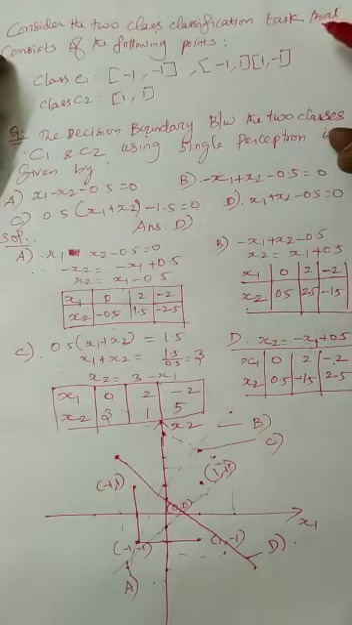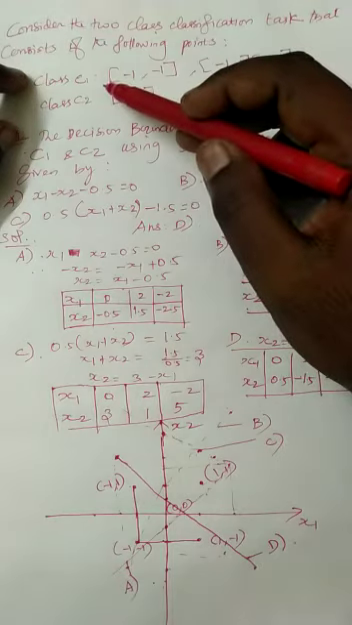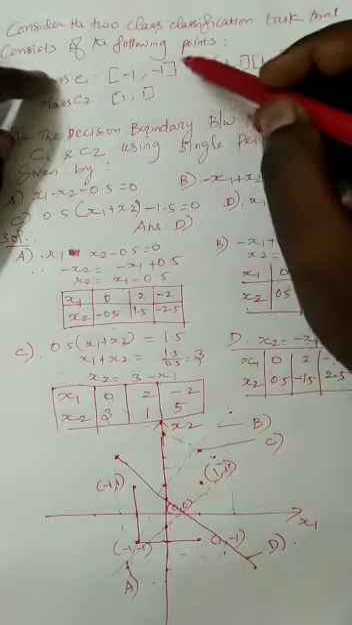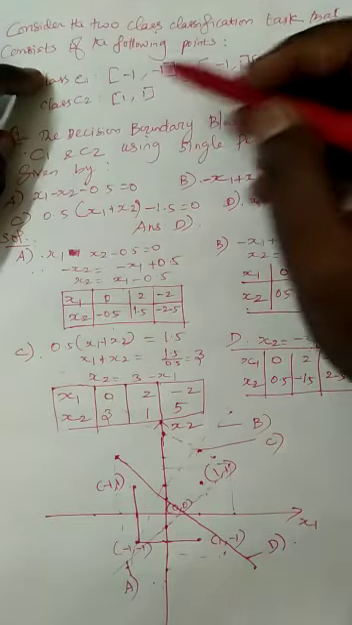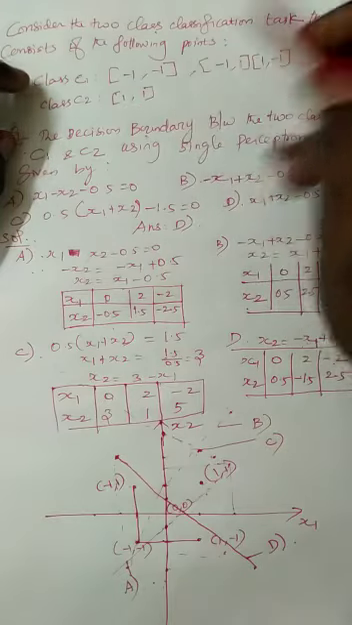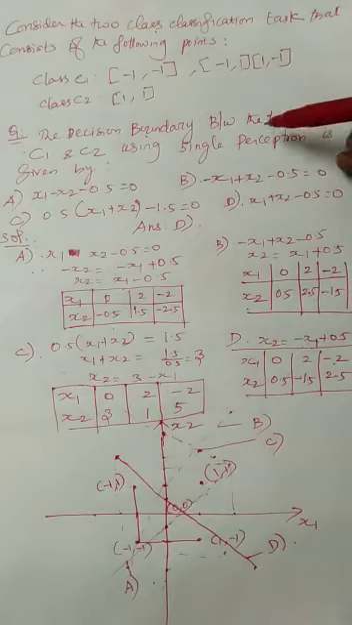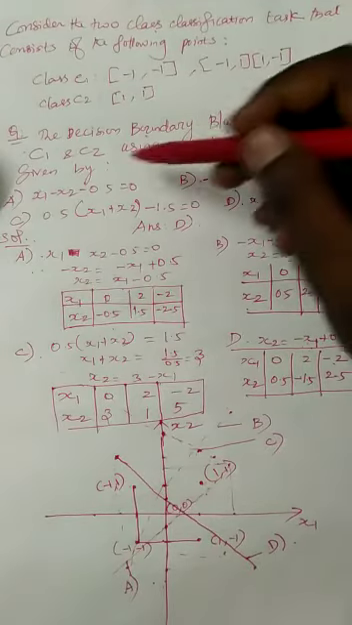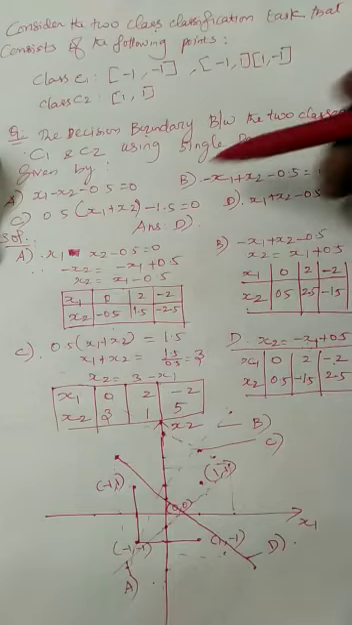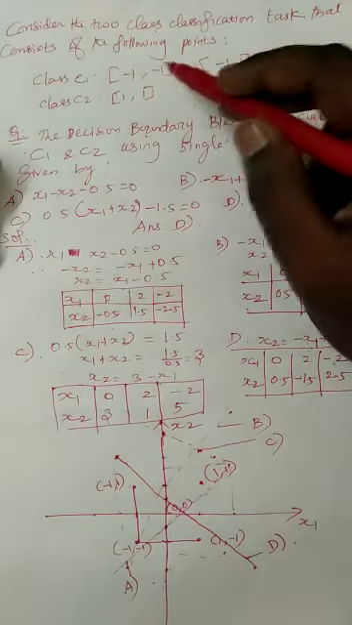Consider the two-class classification task that consists of the following points. Actually, there are two classes of points. Class C1: (-1, -1), (-1, 1), (1, -1). Another class C2: (1, 1). They are asking what the decision boundary between these two classes is, using a single perceptron. So they are asking which line will separate these two classes.